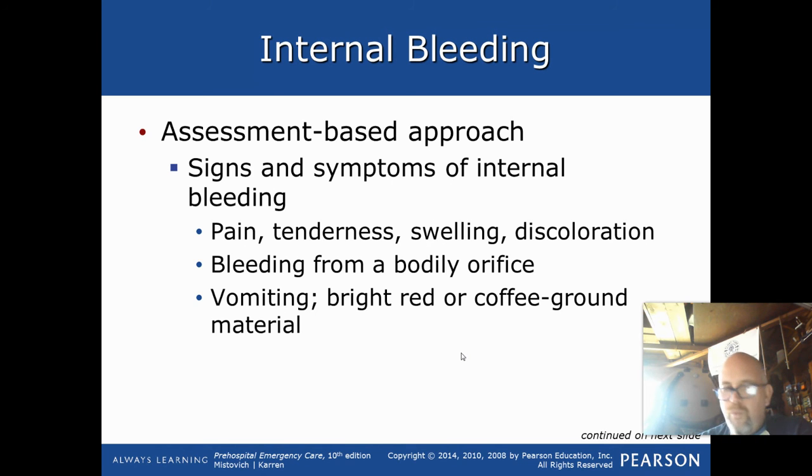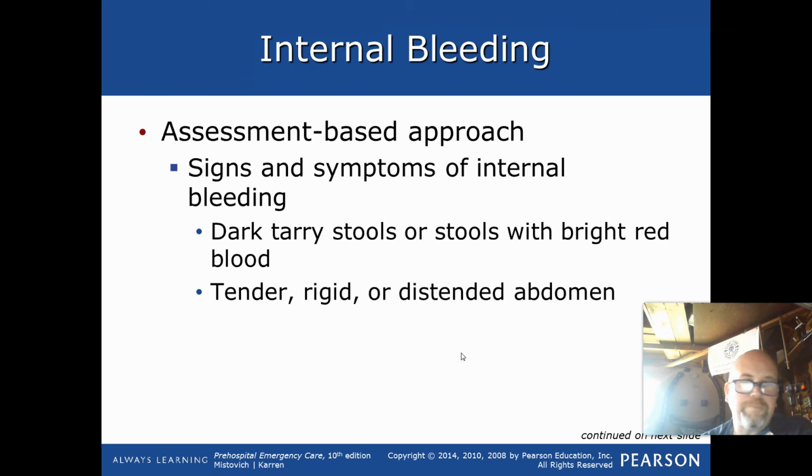So again, to review, bright red tells us it's actively bleeding close to the exit. Coffee ground means it's been bleeding for a period of time and it's been partly digested, and that's what we're removing, digested blood. Between the two, both are bad. Coffee ground is the worst case scenario.